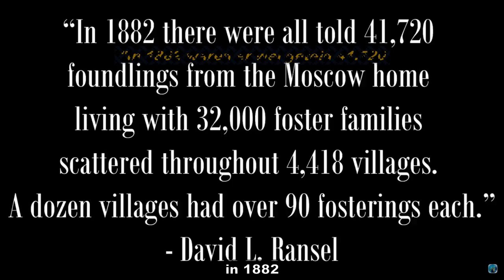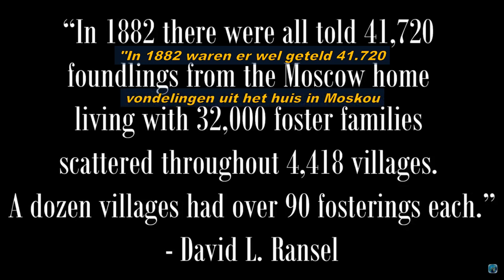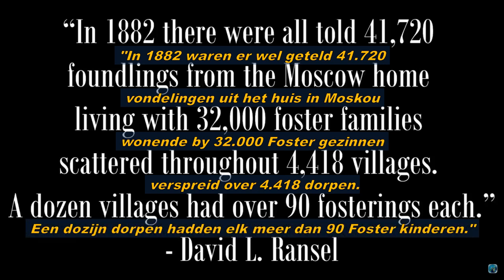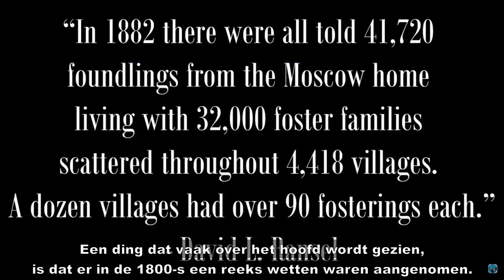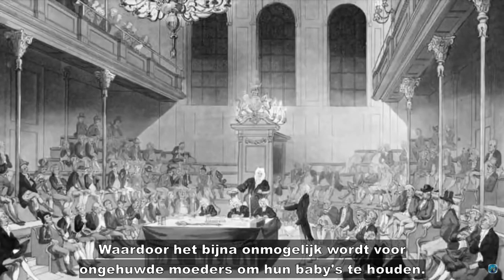In 1882, there were all told 41,720 foundlings from the Moscow home living with 32,000 foster families, scattered throughout 4,418 villages. A dozen villages had over 90 fosterings each. One thing that is often overlooked is that there were a series of laws passed in the 1800s, making it almost impossible for unwed mothers to keep their babies.